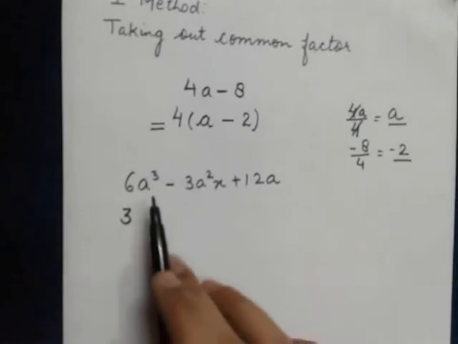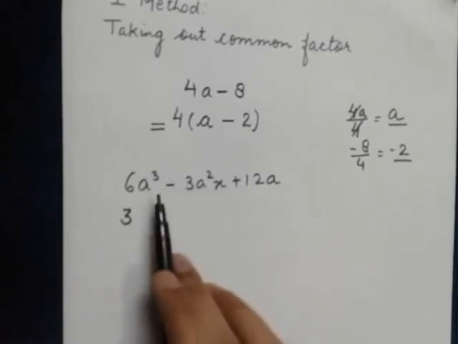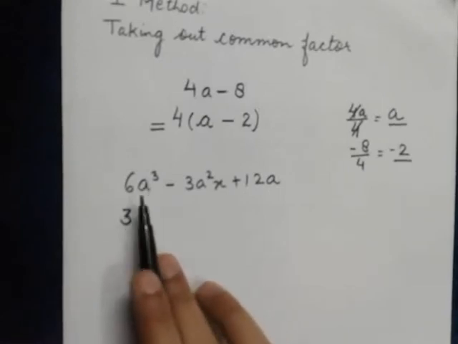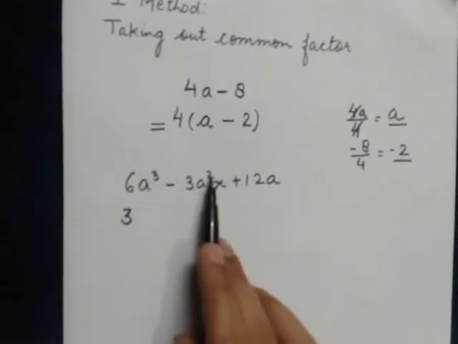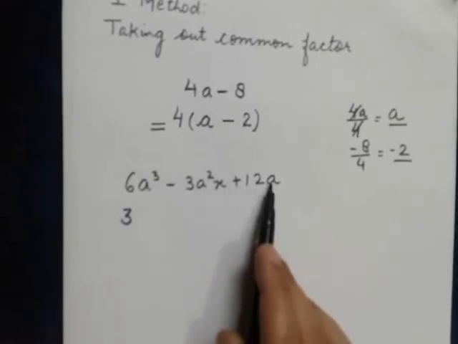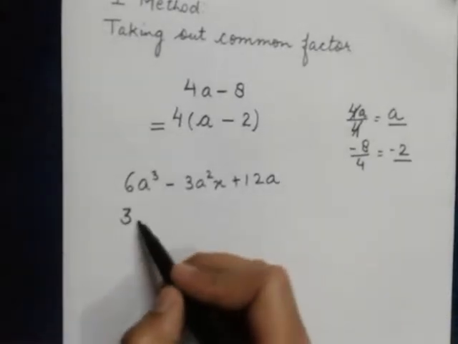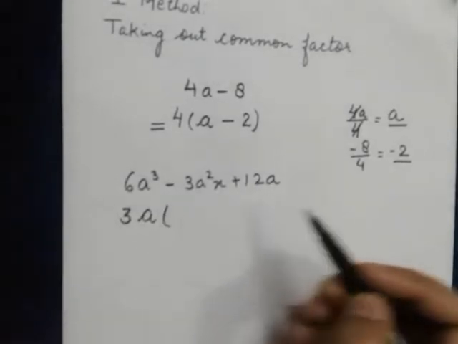But we can see that variable a is also common in these three terms, but the power of a is different in each term. In the first term, the power of a is 3. In the second term, the power of a is 2. And in the third term, the power of a is 1. The HCF of a cube, a square and a is always the variable with the lowest power. Lowest power is 1 here. So what will be common here? a.